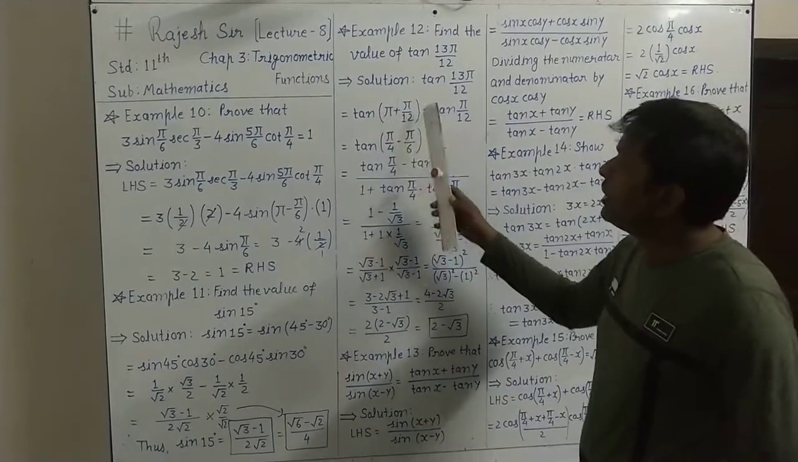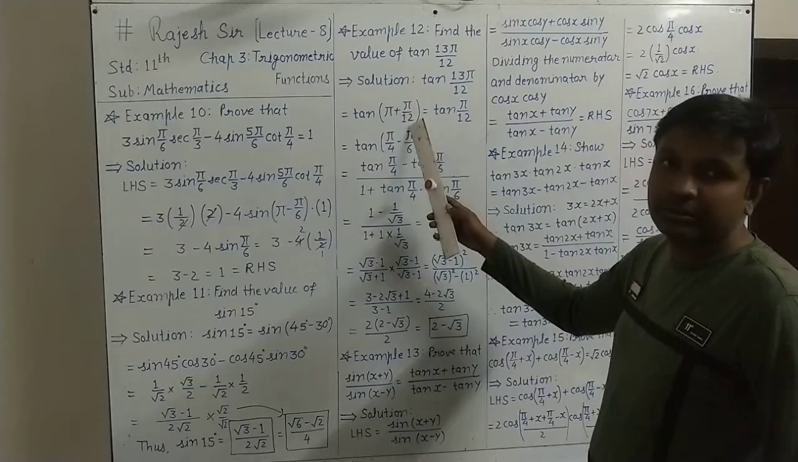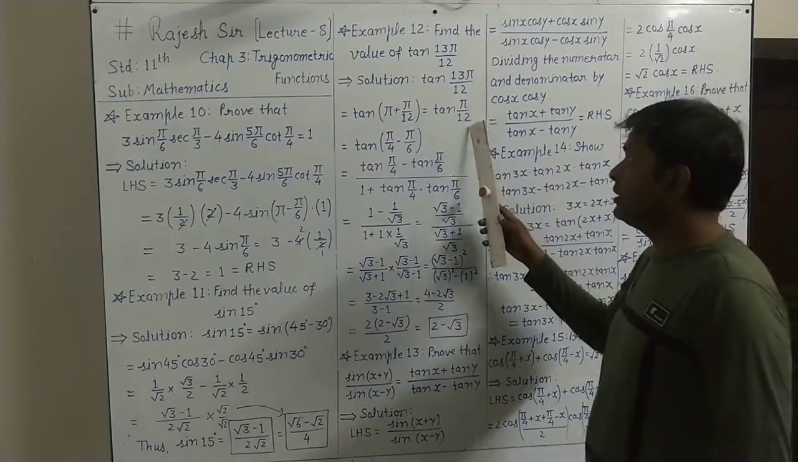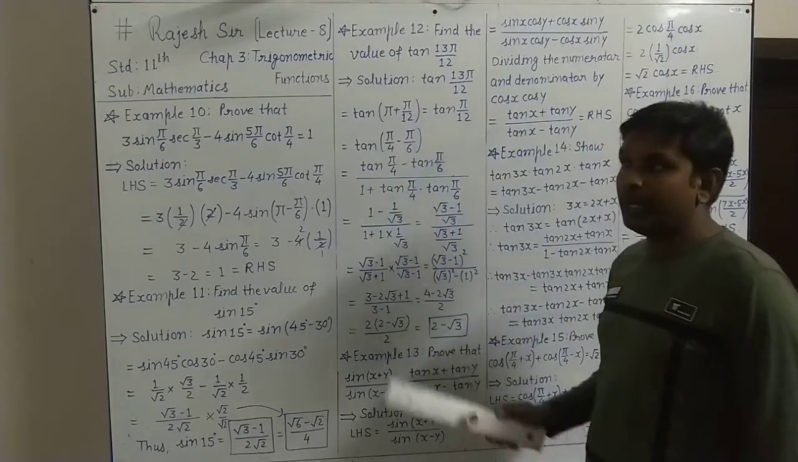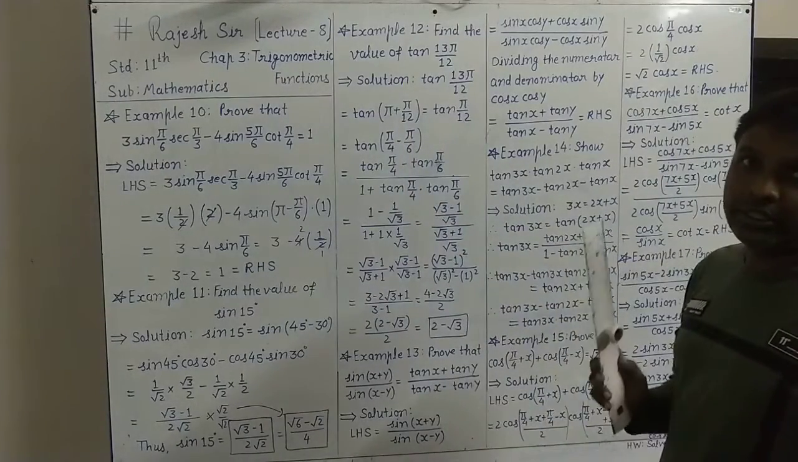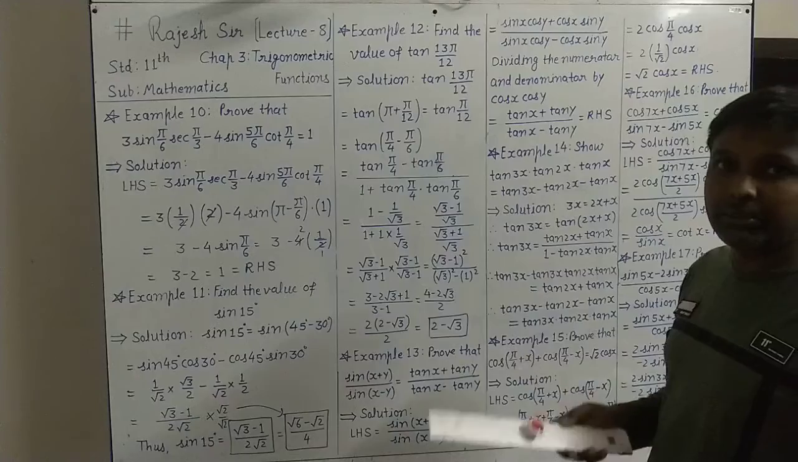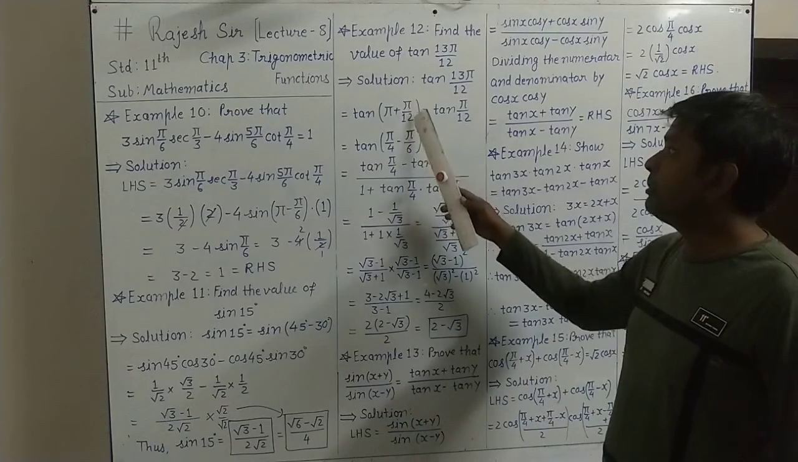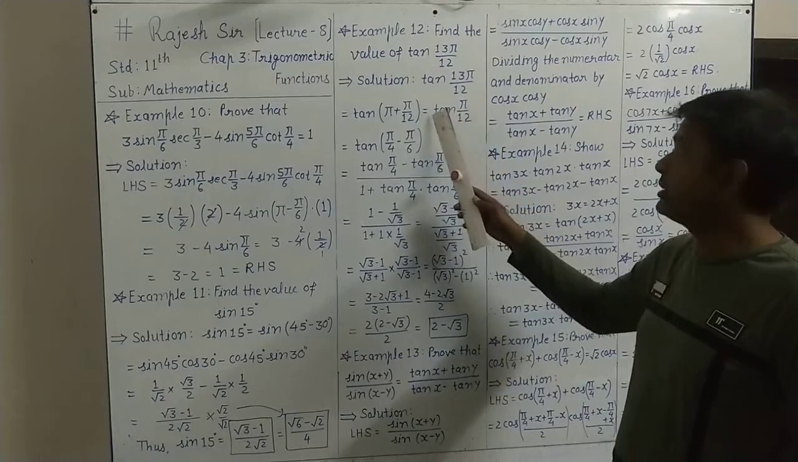Now this is the third quadrant. You have pi plus something. So tan of pi plus pi by 12 will be tan pi by 12 only. And in the third quadrant, by the ASTC rule, T means tan in the third quadrant is plus. So tan is plus only, and tan of pi plus pi by 12 is tan pi by 12 with the sign plus.